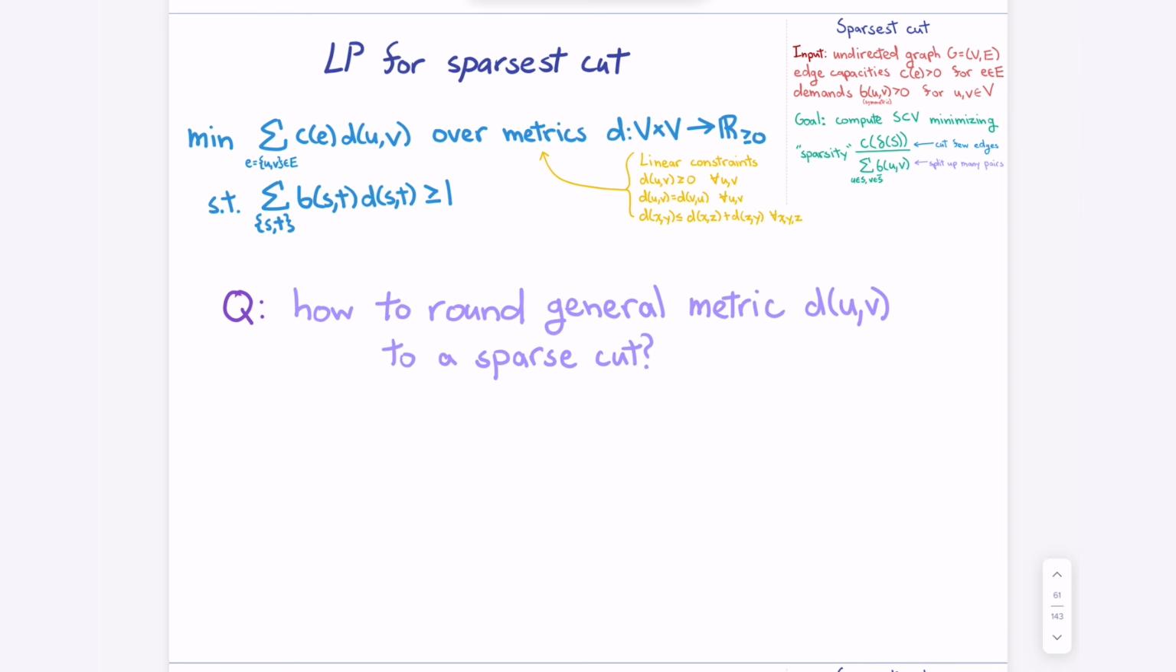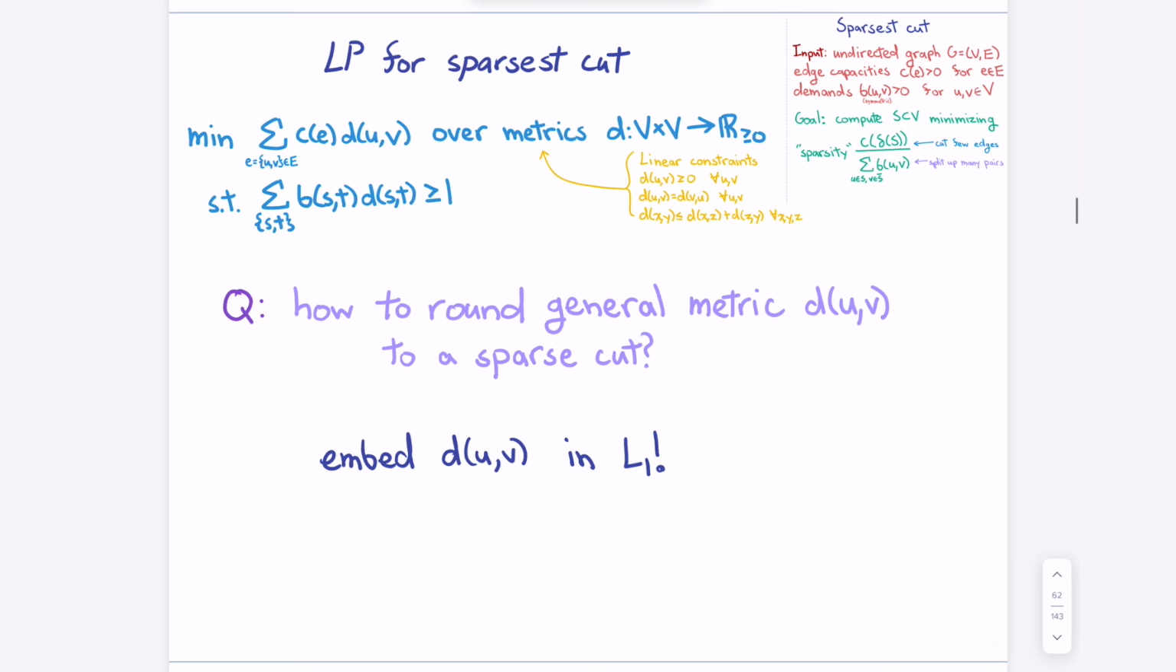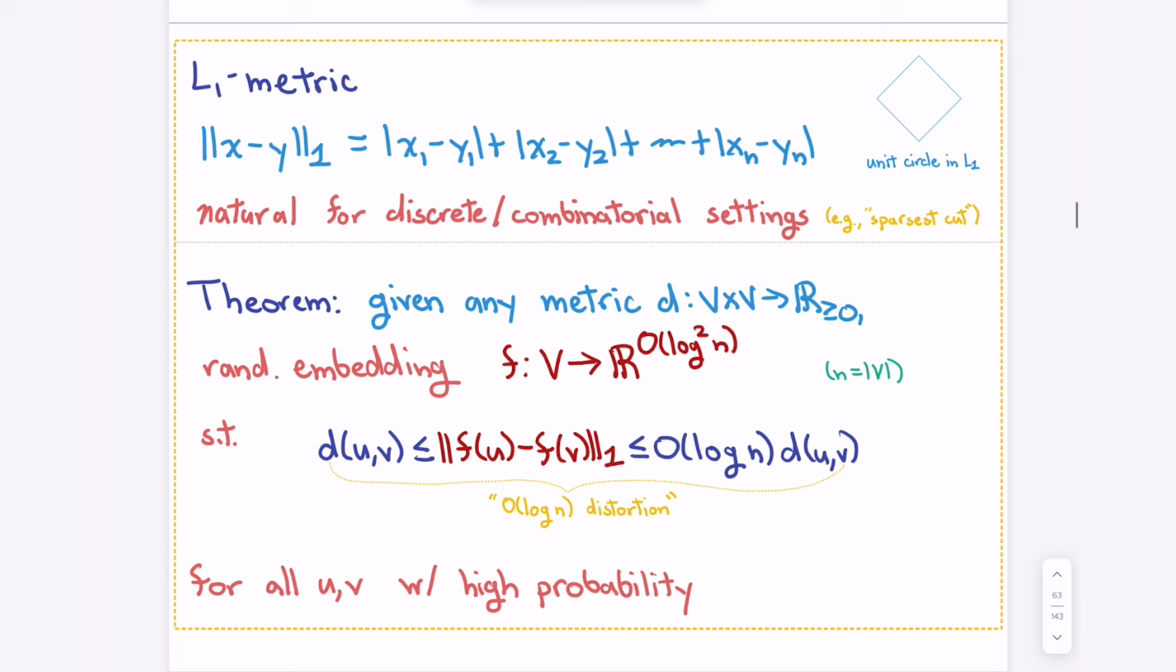How do you deal with general metrics? Line metrics you can deal with, L1 metrics you can deal with. What about in general? Okay. So we can take any metric and we can embed it in L1. Now we're going to go back to that statement. You probably forgot from the very beginning of this lecture. At the very beginning we said, look, you can take any metric, right? It requires nothing about the metric, and you can always embed it as an L1 metric and give up a log n factor.